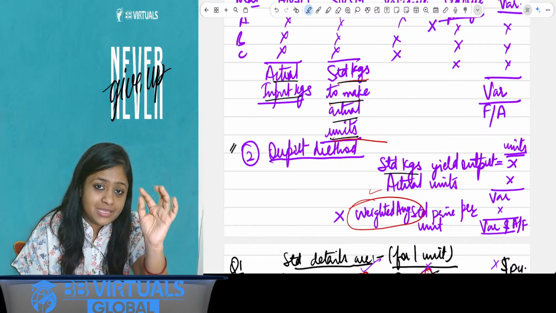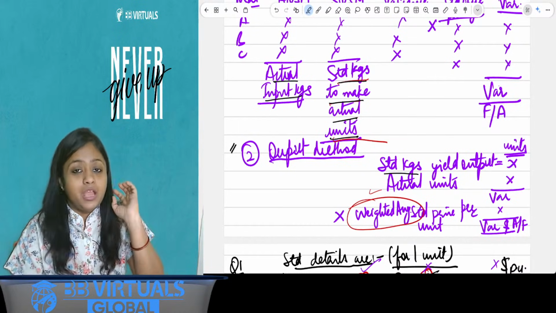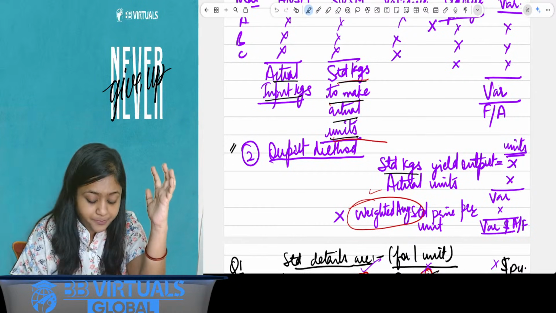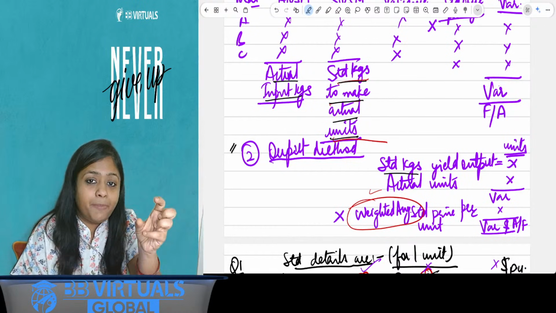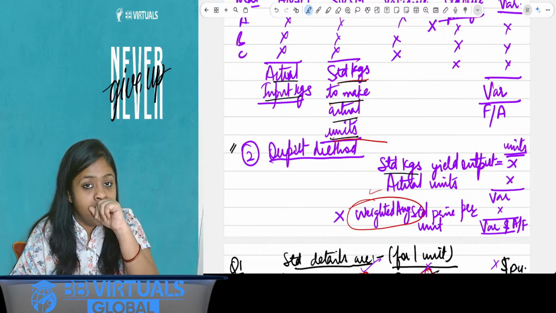Now, if we apply the standard mixes, then ideally what should have been the output? Considering the input, what should have been the output? Clear? Now we compare the output as per the standards and the output as per the actuals.